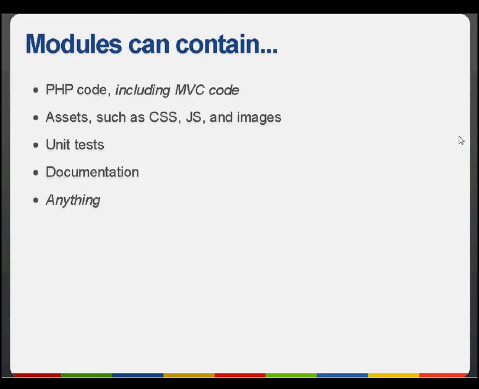But you can also have a lot of other things in modules, assets such as your cascading style sheets and JavaScript and your images. You can have unit tests. In fact, we encourage you doing unit tests, especially if you're doing any sort of library code within your modules. You want to have the tests in there so that people can run those and make sure that everything runs the way they expect. If you're going to be redistributing it, you probably want documentation of some sort. So you'll have your documentation within the module so it's all in one place. But really, you can have anything you want in your modules.